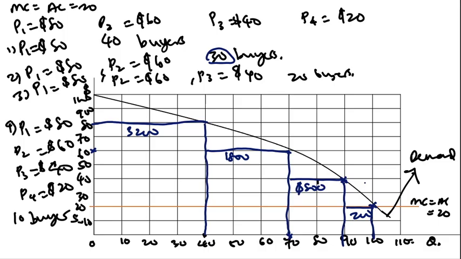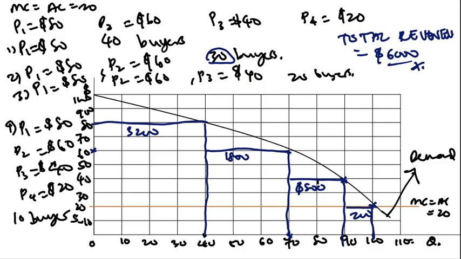So the sum of all this area is actually the total revenue. So the total revenue, if you sum up all of them, what do you get? You're going to get 3200 plus 1800 plus 800 plus 200, which is going to be 6000. Okay, from this, second degree price discrimination. Right.